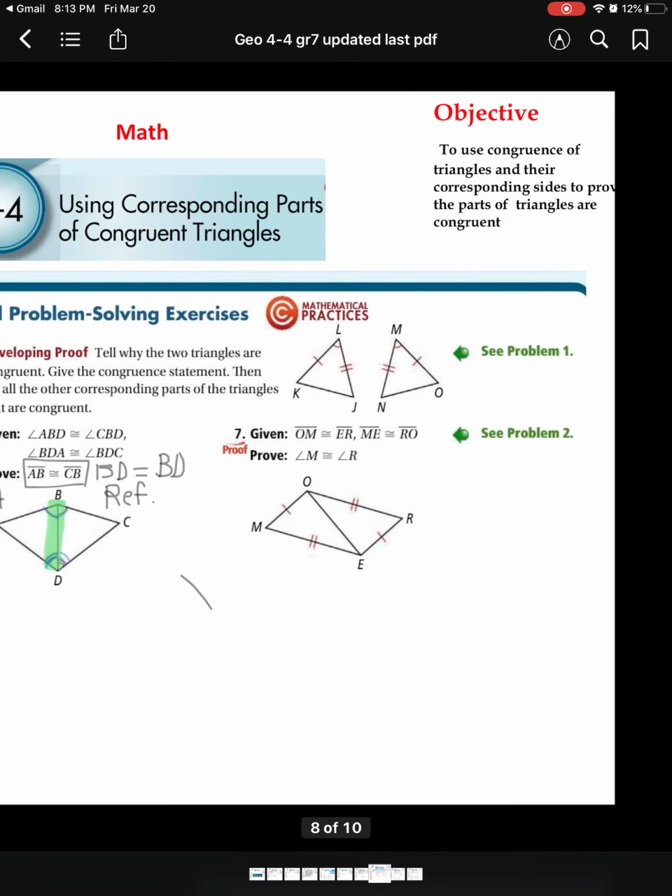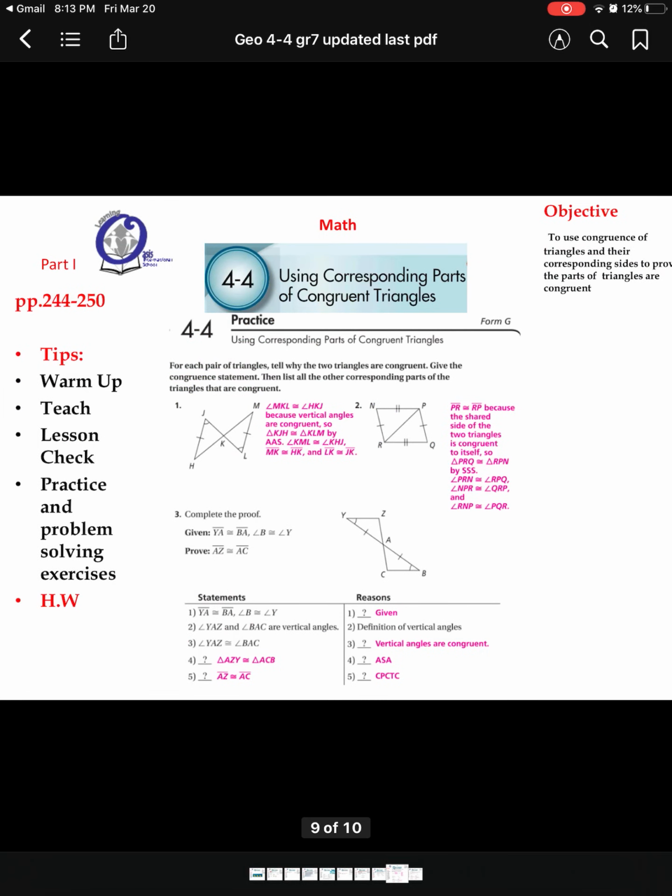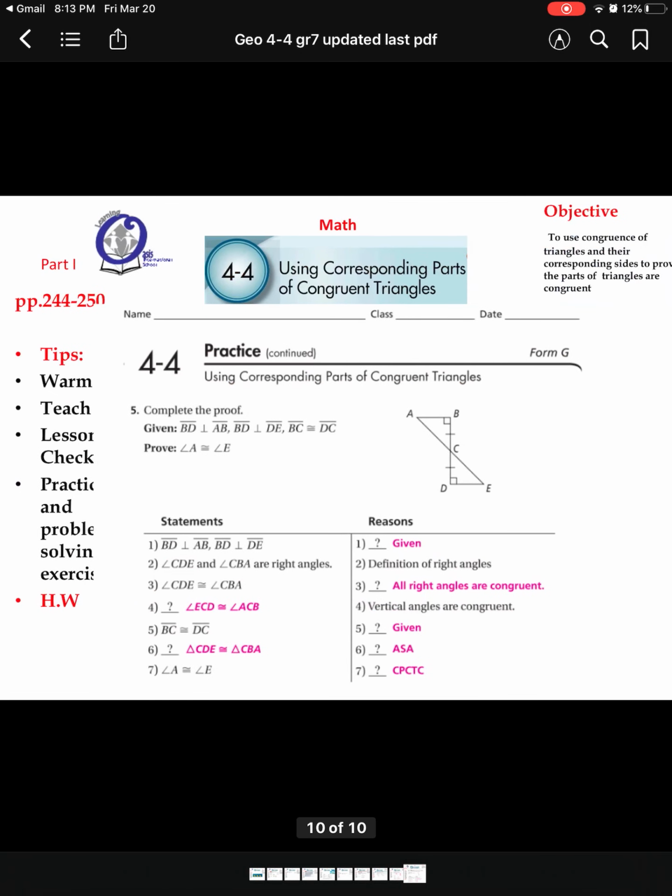Now, here is your homework pages. This is the first page, and this is the second page. I'm sure that the lesson was easy for today. Your understanding of this lesson depends on your understanding of lessons 4.2 and 4.3. If you have any problem in assigning or finding the postulate that you need to work on, you will need to revise lessons 4.2 and 4.3 to be able to understand this lesson. Thank you.